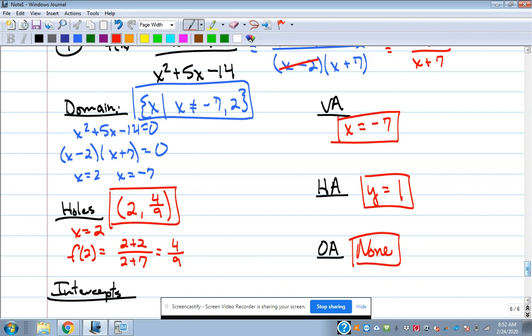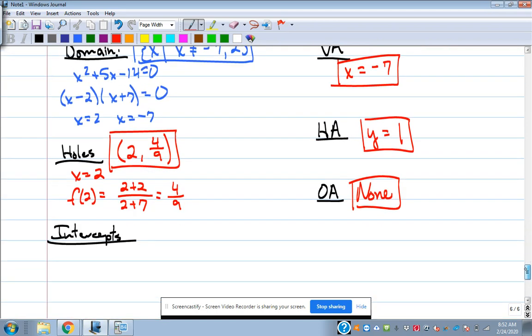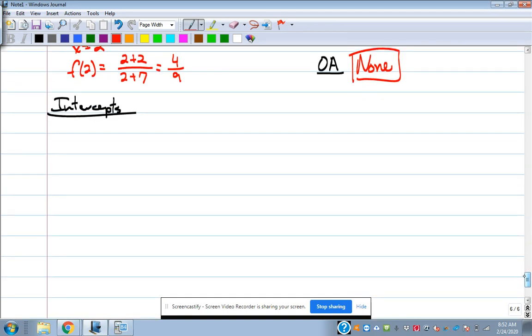We found the domain, asymptotes, and the hole in the graph. Now we need to find the intercepts for that graph. What kind of intercepts can we have? X-intercepts and Y-intercepts.